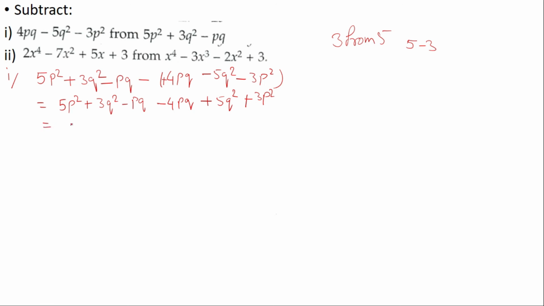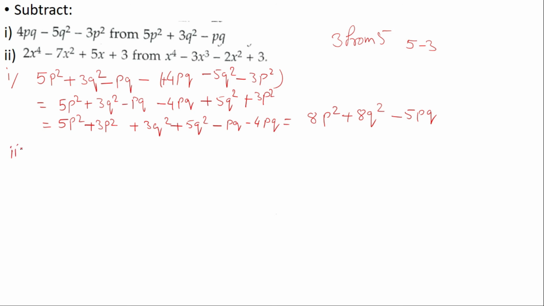Next step is to take all the like terms together. So 5p square plus 3p square. Next plus 3q square plus 5q square, minus pq minus 4pq. So when you solve it, you will get the answer 8p square plus 8q square minus 5pq.